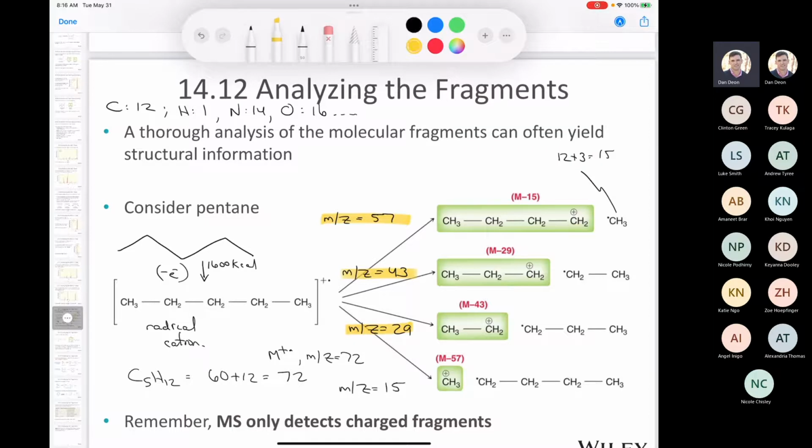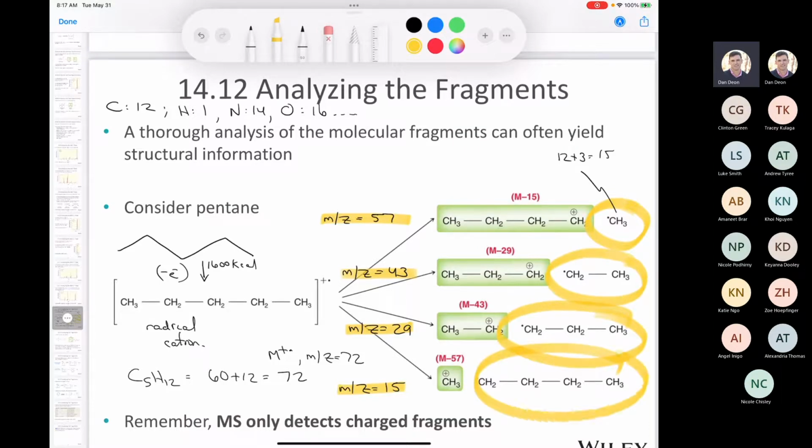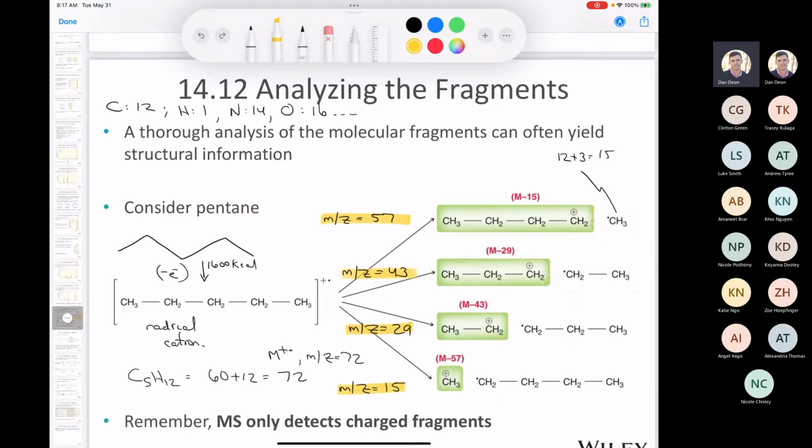And so all of those ions, those cations in the green boxes, they have masses of 57, 43, 29, and 15. But again, where do they come from? They come from the loss of 15, 29, 43, and 57. Notice that these are all odd numbers. I think that's pretty noteworthy. And these are numbers that you want to have in your mind. You want to remember 15 for the loss of a methyl, 29 for the loss of an ethyl, 43 for a propyl, and 57 for a butyl.